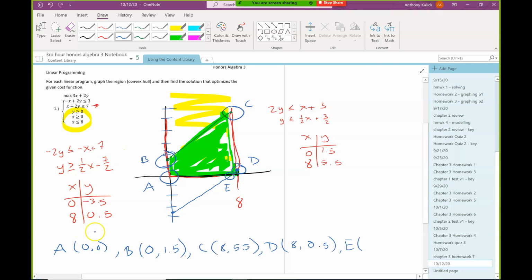How are we going to find that point E? Well, I'm just going to take the equation y equals 1/2 x minus 7 over 2. That's the line that E is on. And what is the y coordinate that point E has to have? Well, if it's on the x-axis, it has to have the y coordinate 0, right? So if I solve for x, I get x is equal to 3.